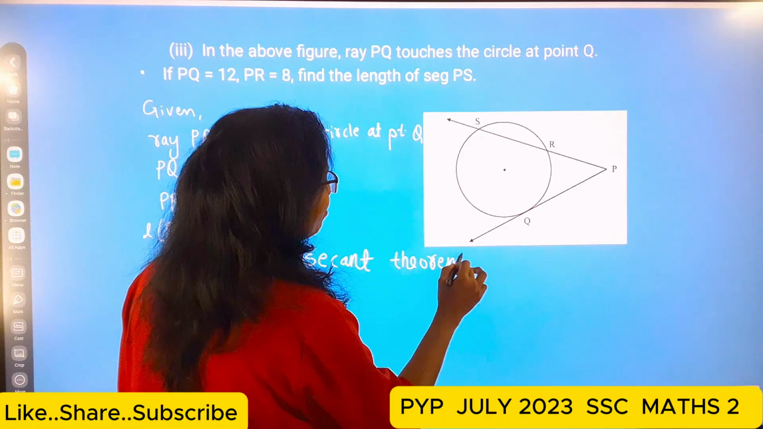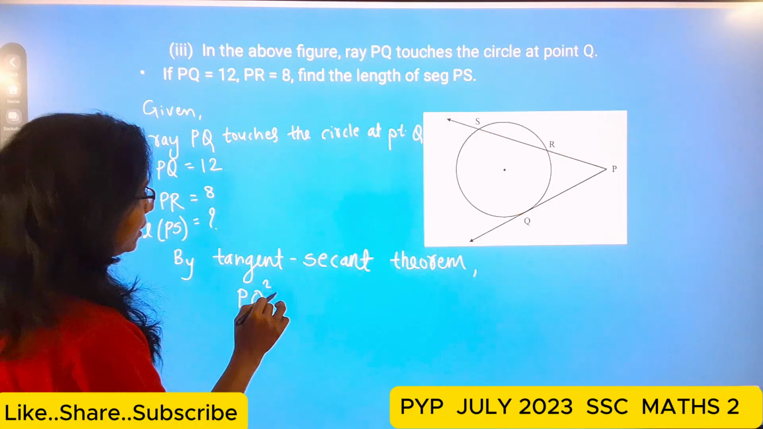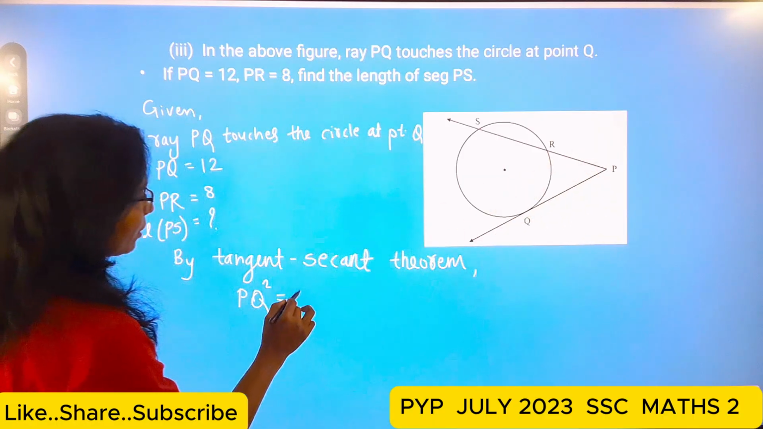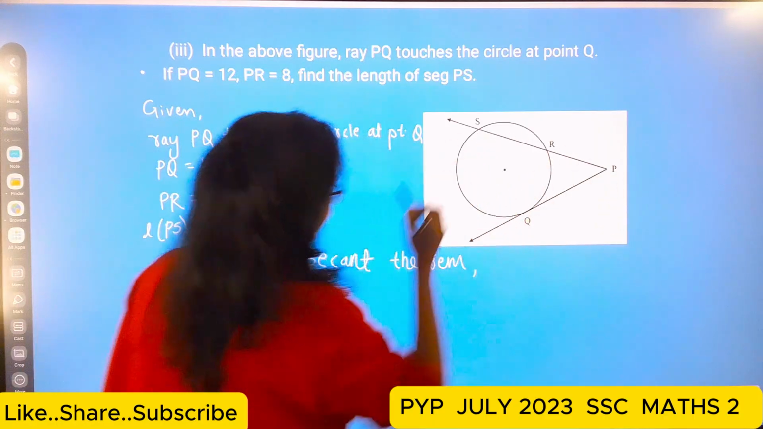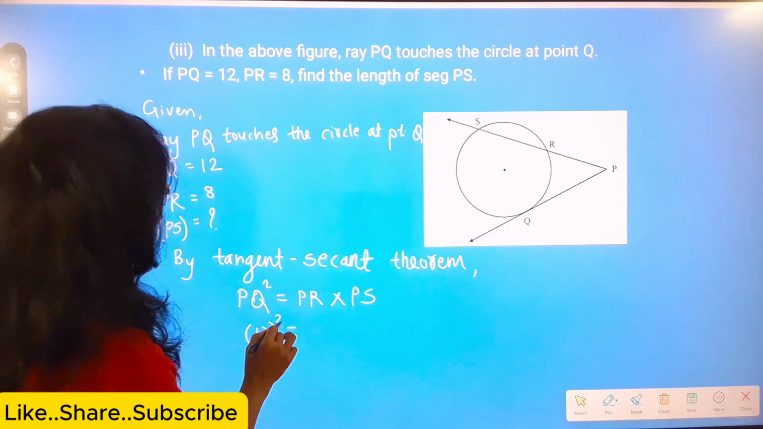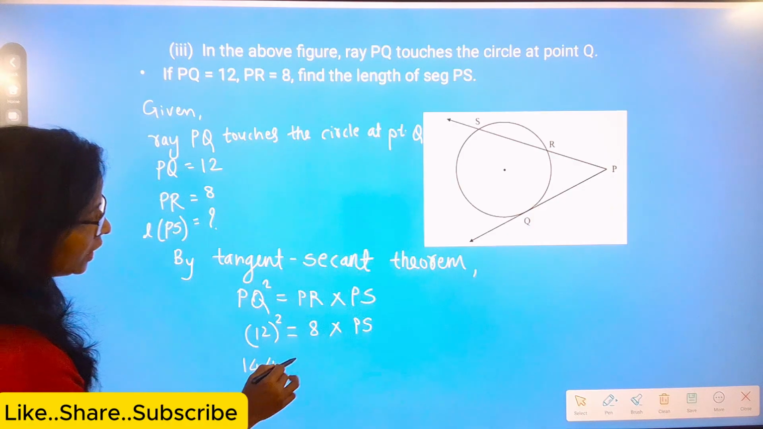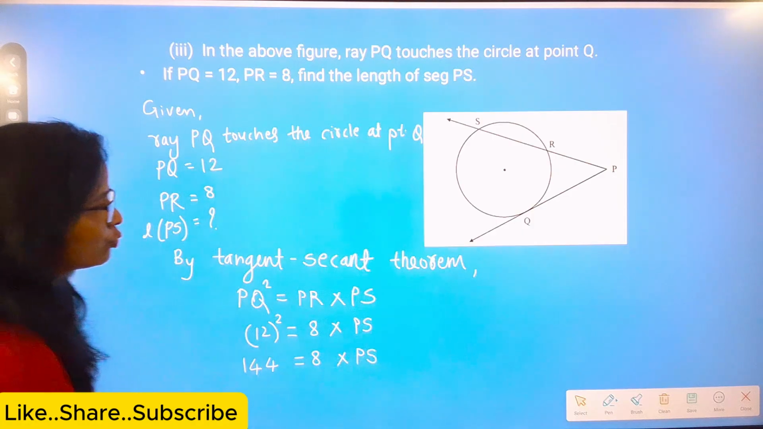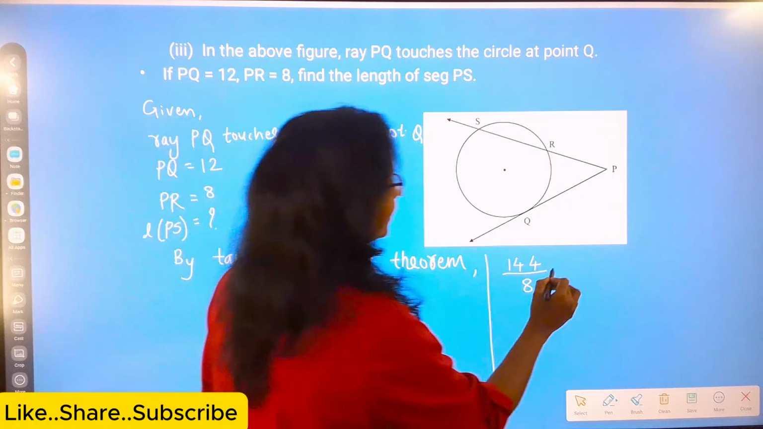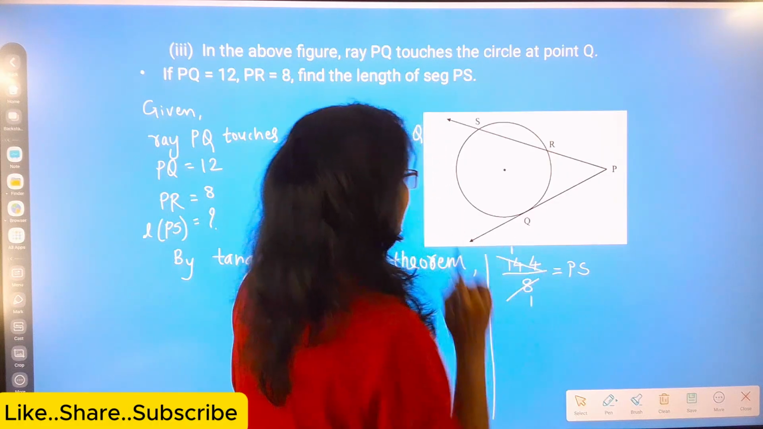Okay, by the tangent secant theorem. What did it say? It says that PQ square is equal to PR multiply PS. So now substituting, the square of 12, PR is 8, and PS we have to calculate. So now 144 is equal to 8 multiply PS. So now here students, 144 upon 8 is equal to PS.